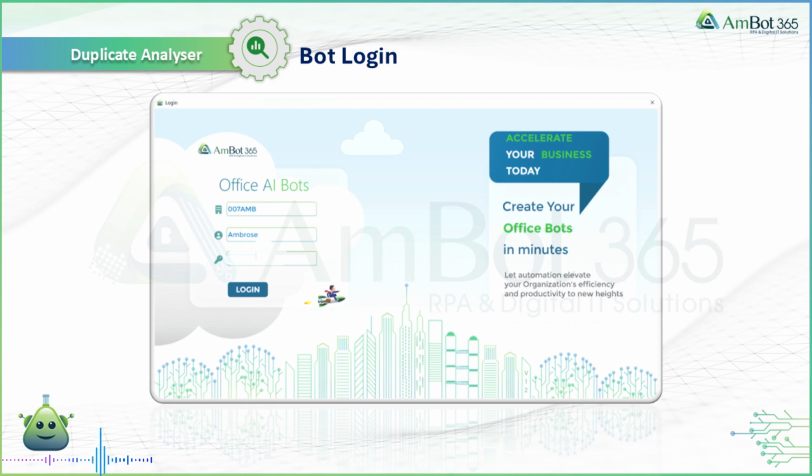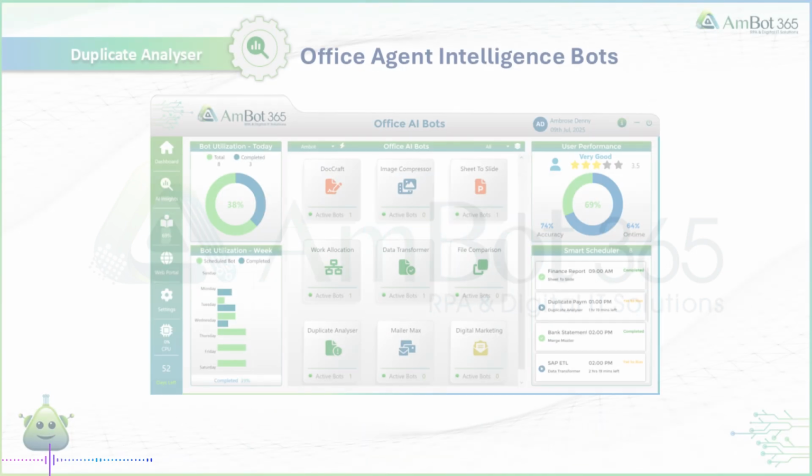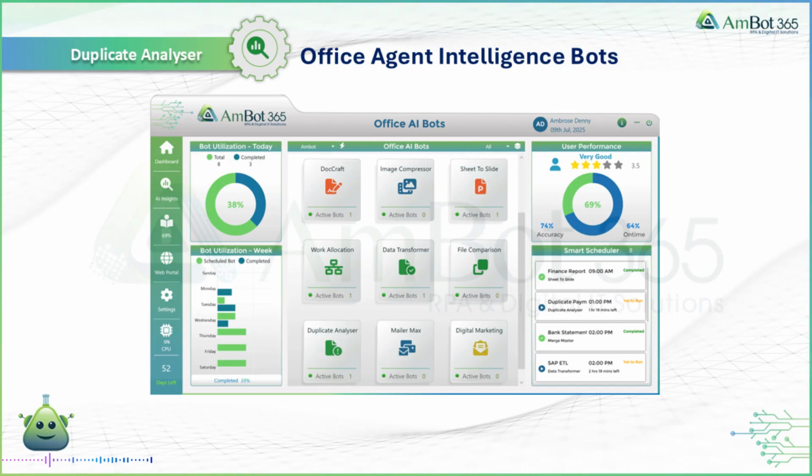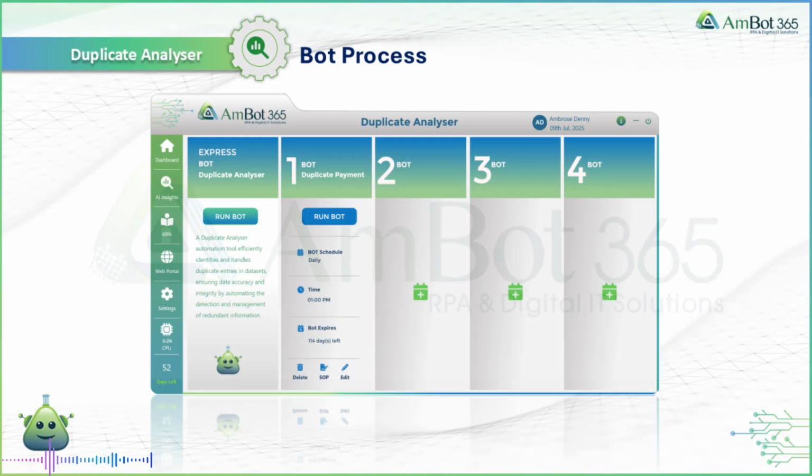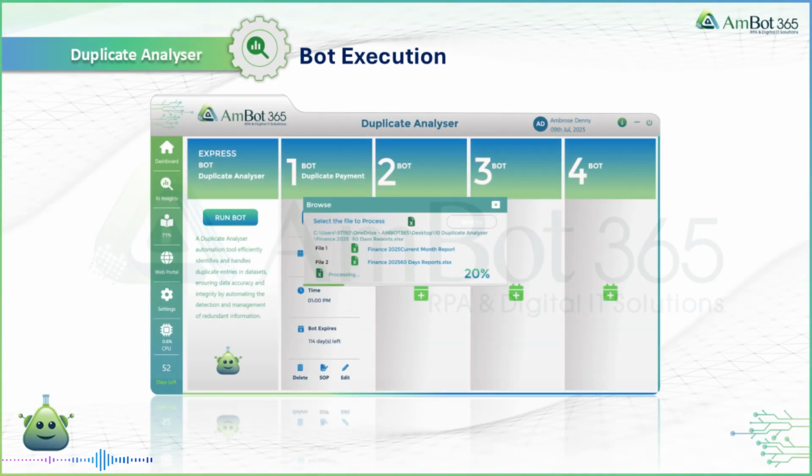Let's log in securely to the AMBot 365 platform. Once logged in, select Duplicate Analyser Bot from the dashboard and we are ready to go. The bot is already trained and scheduled. We simply click the Run button to activate the automation. Upload the two Excel reports and click Analyze. The bot will begin scanning for duplicate entries.